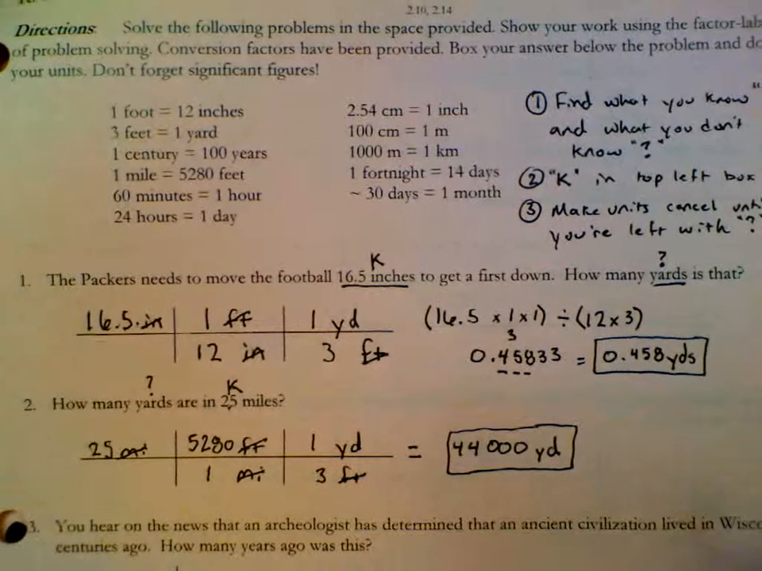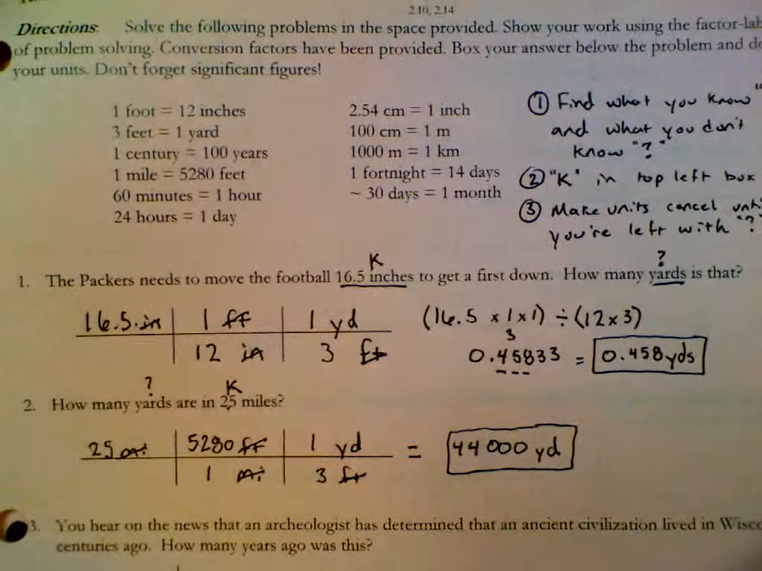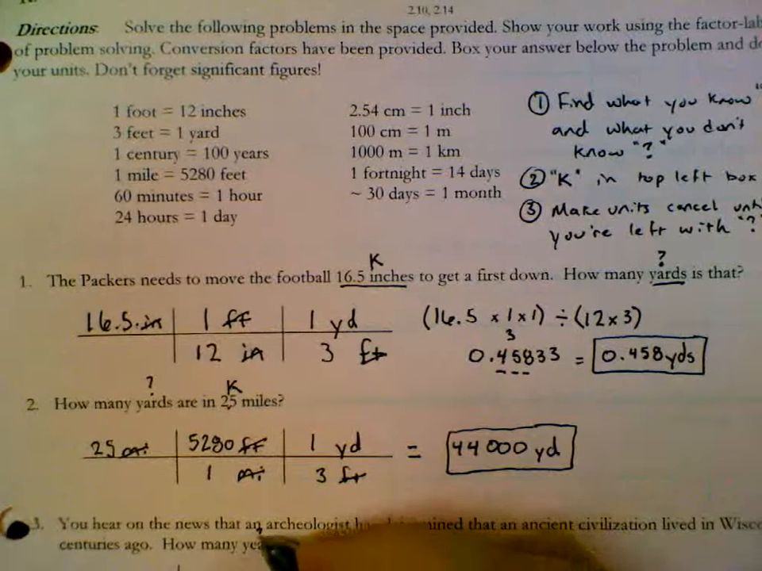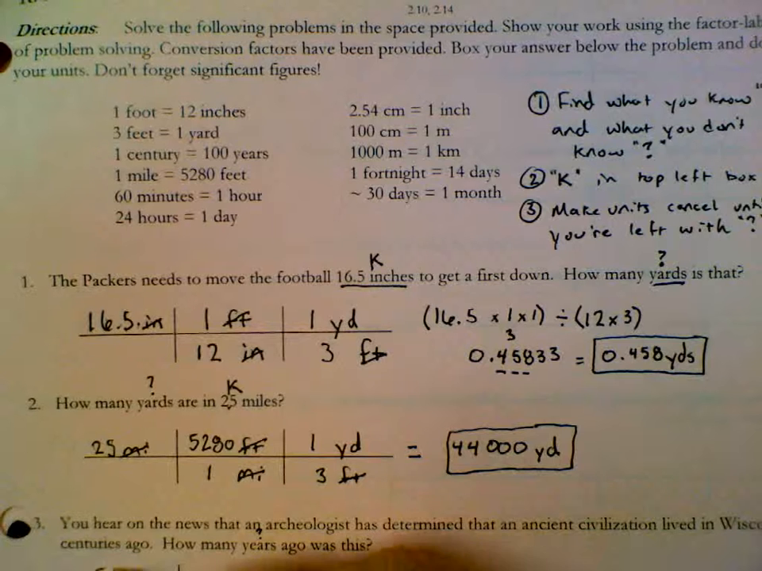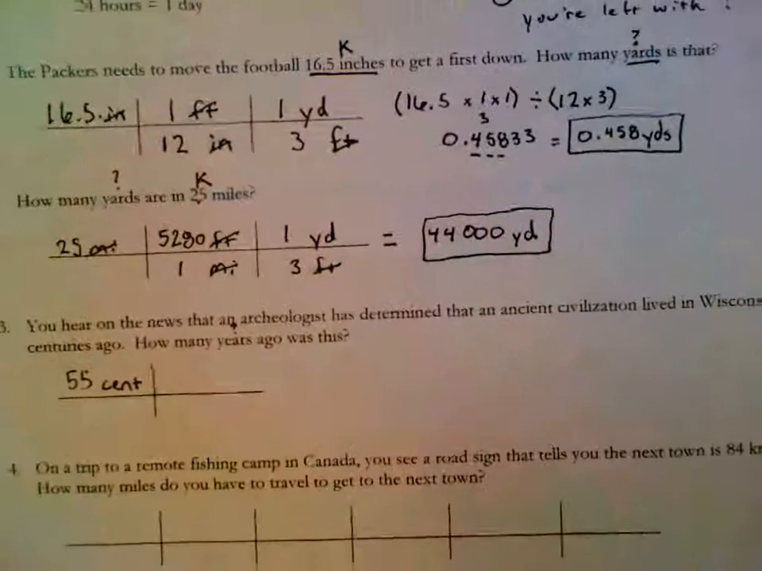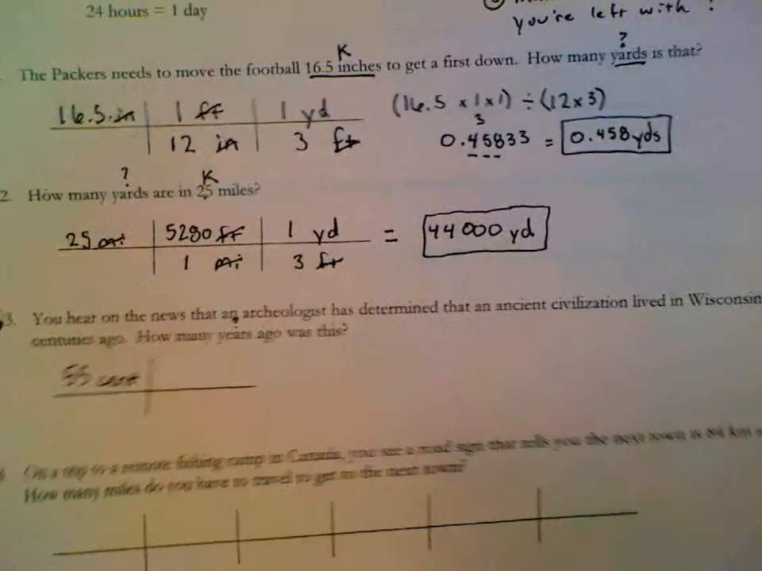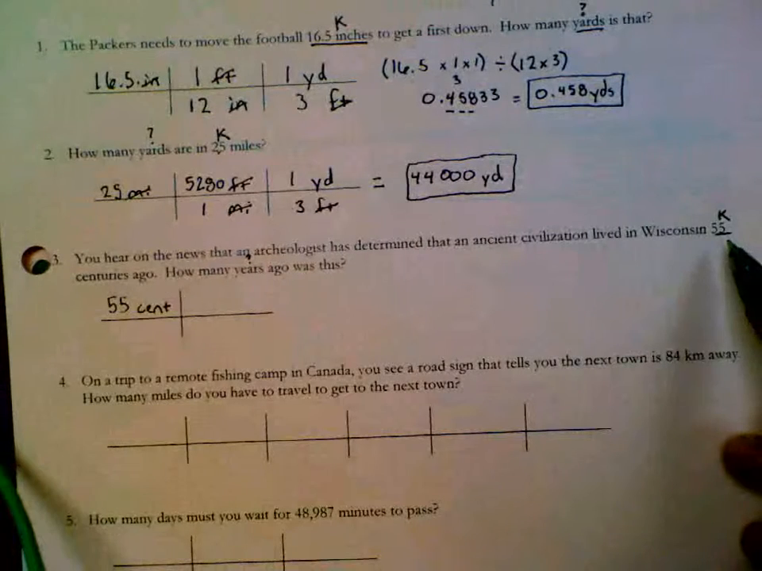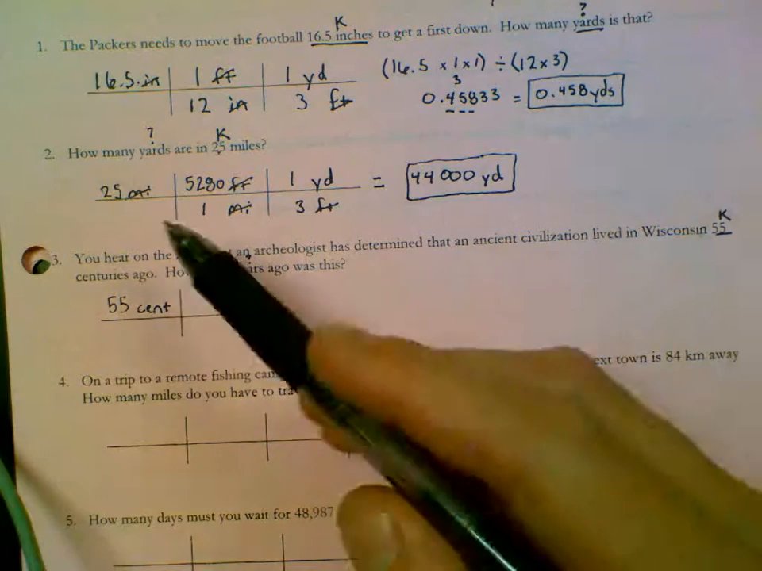Number 3, looking for numbers. 55 centuries ago is what we know. How many years? Question mark. 55 centuries. Move that down. 55 centuries is what we know. How many years is our question mark?